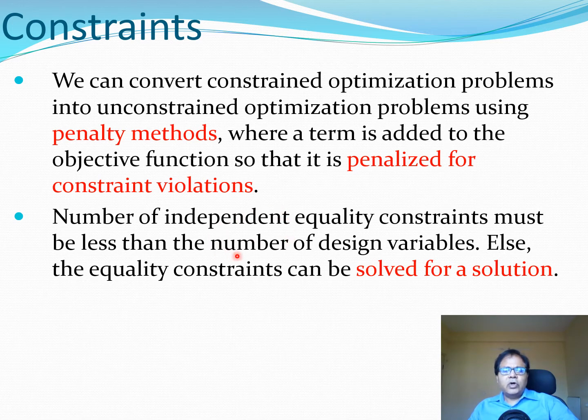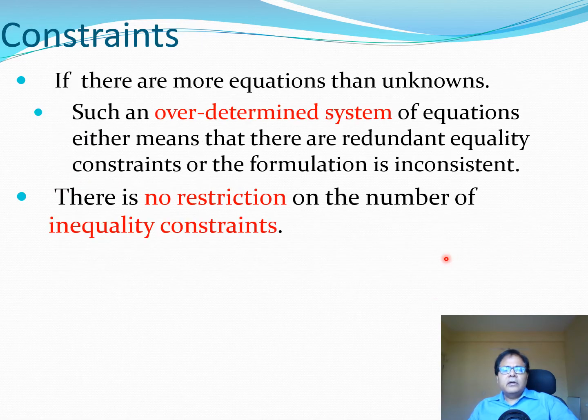But in case that is not so, then this particular situation holds, because if you have such a system, then the equality constraints can be solved for a solution. And this is often used as a trick question in homeworks and assignments, that you can get an optimization problem where actually the equality constraints can be solved for a solution, in which case the objective function plays no real role.